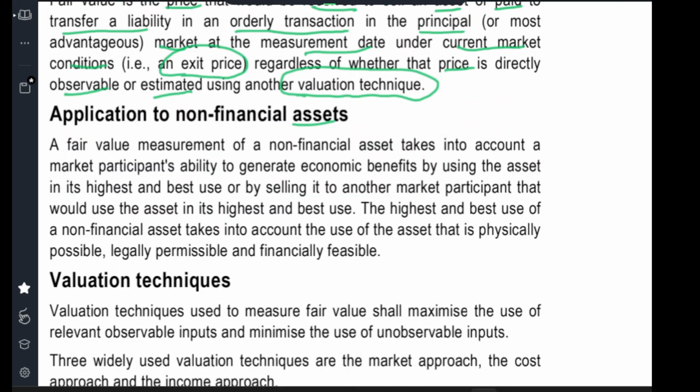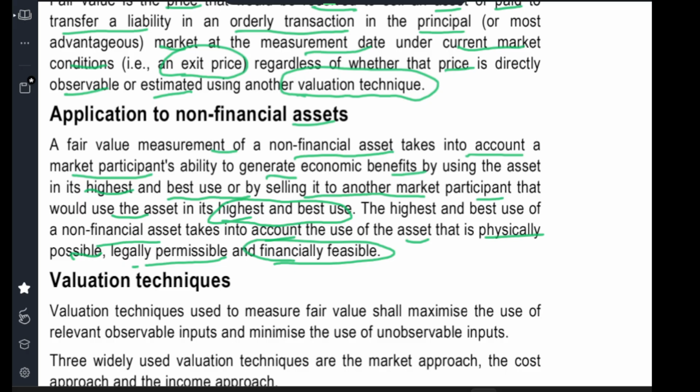Application to non-financial assets. The fair value measurement of a non-financial asset takes into account a market participant's ability to generate economic benefit by using the asset in its highest and best use, or by selling it to another market participant that would use the asset in its highest and best use. The highest and best use of a non-financial asset takes into account the use of the asset that is physically possible, legally permissible and financially feasible.